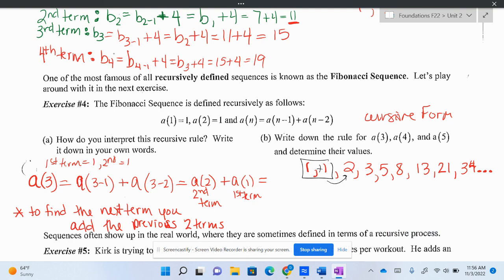So look, we know what a to the 1 is. We know what a to the 2 is. So the next term we have to talk about is a to the 3. This says let n equal 3, and you do 3 minus 1 and 3 minus 2. That's all we did. 3 minus 1 is a to the second, which is 1. And 3 minus 2 is a to the first, which is also 1. And then you keep going.